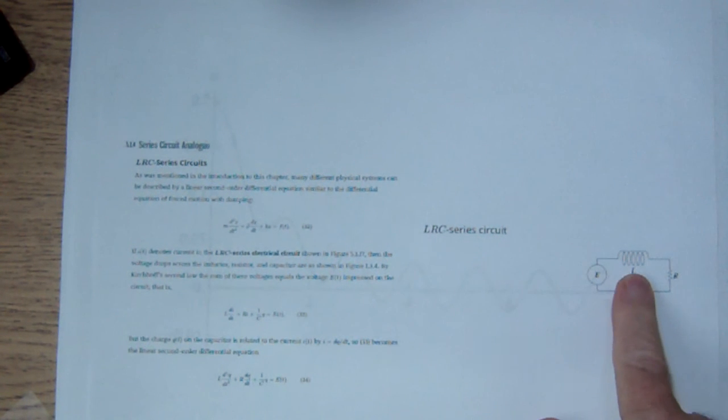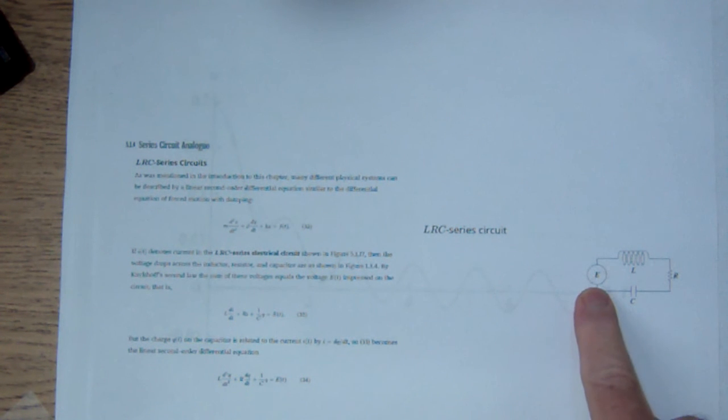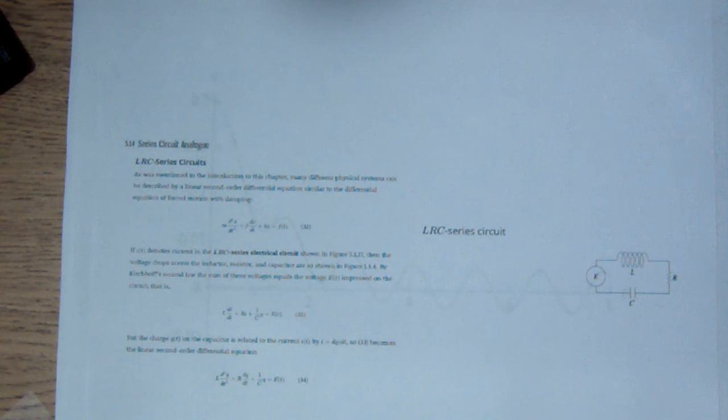That's not a spring anymore. That's called an inductance coil. It has to do with current going through causing magnetism. There's an electromotive force on the outside, so that's the external driving function. R is a resistance over there, and there's a capacitance. And in your electrical engineering courses or circuit courses, you'll be studying those quite a bit.